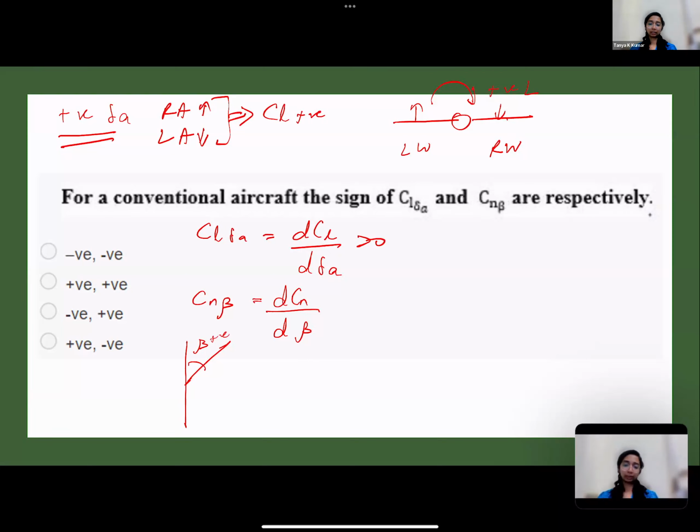This is positive beta. Positive beta produces Fy, correct? Produces negative Fy. Now, does this produce positive or negative yaw? Positive yaw, correct. So it produces positive N. So this is also greater than 0. So both of them are positive, correct? Yes.